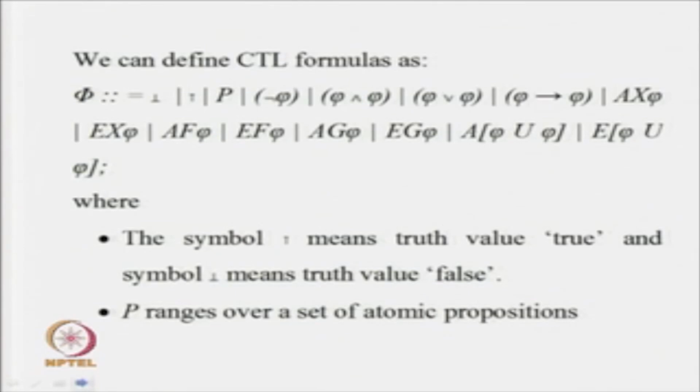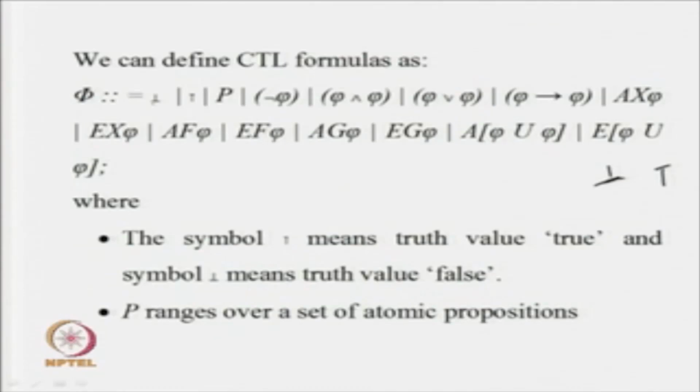Now, in BNF notation, we can define the CTL formulas like that. So, we are using two symbols, one is bottom and second one is top. So, this top and bottom are used as our CTL formulas. Top stands for the truth value true and bottom stands for the truth value false. So, we are having two truth values in our logic, one is true and second one is false. So, true is represented by the symbol top and false is represented by this symbol bottom. So, top and bottom are treated as CTL formulas.